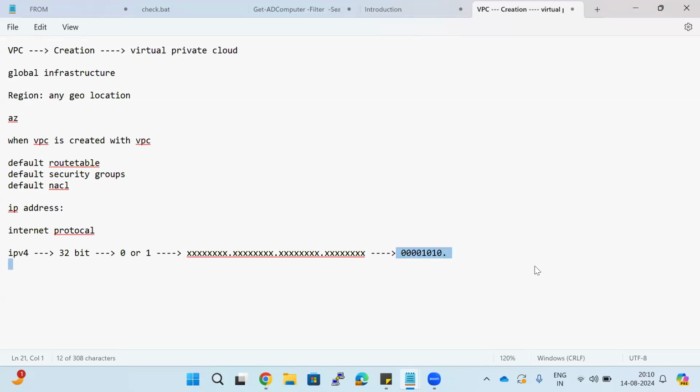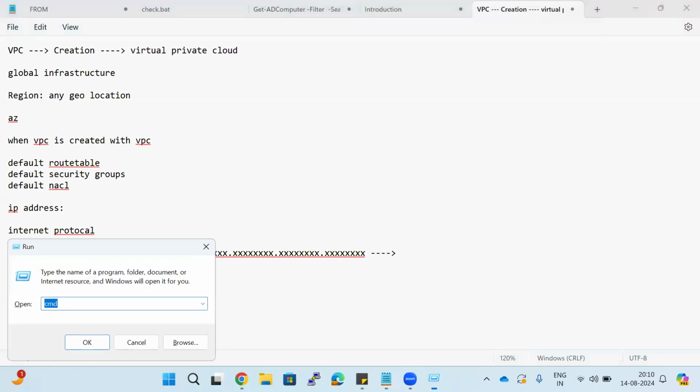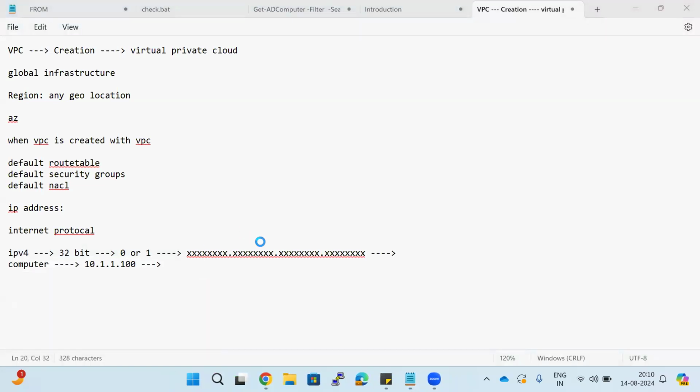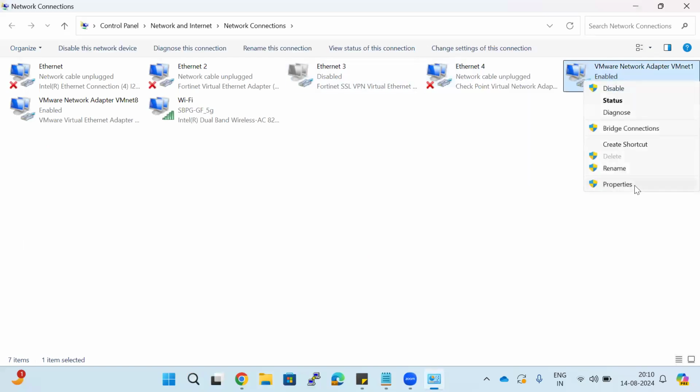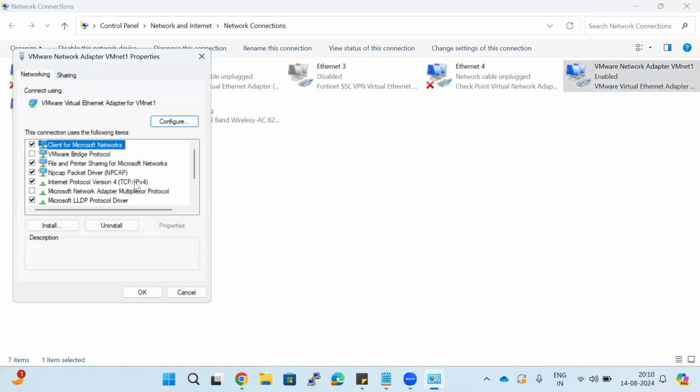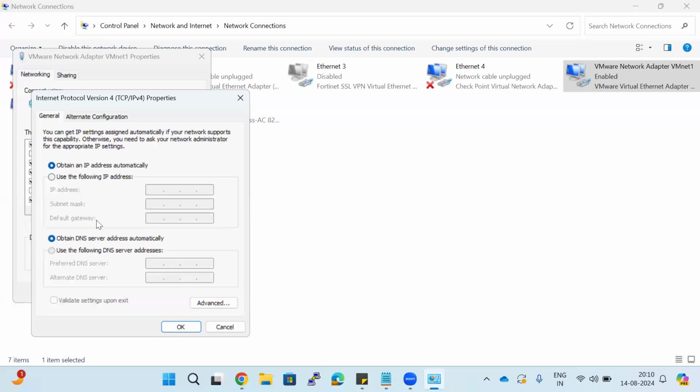For example, there is a computer, and this computer has the IP address 10.1.1.100. This IP address will be assigned to a computer. For example, I can assign that IP address to my laptop. I will assign it like this: 10.1.1.100.